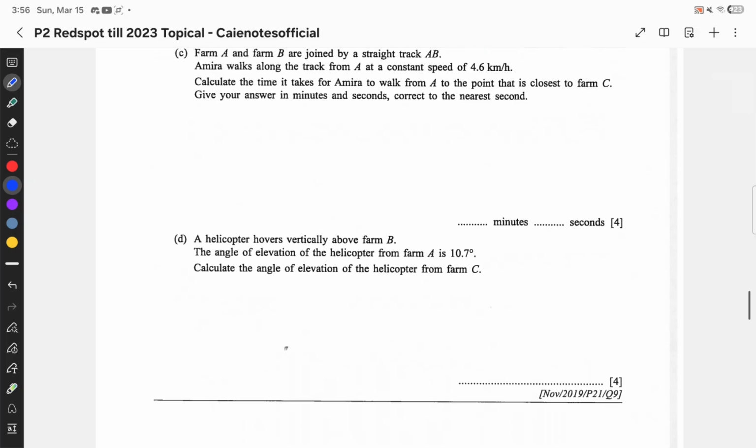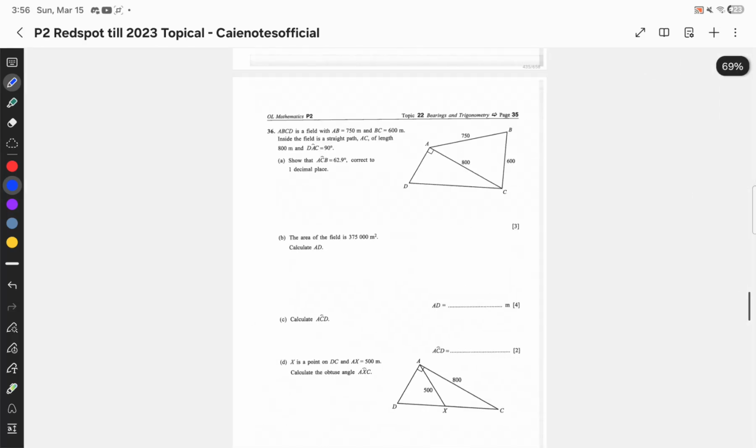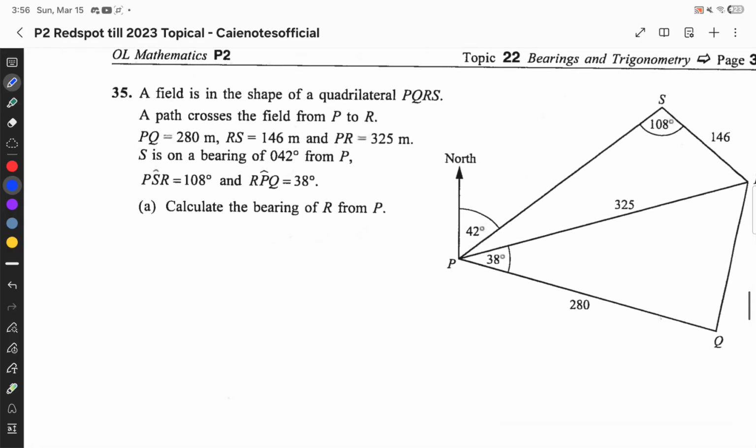This is rates, and this is angle of elevation. We do not care. There are so many questions left to go. I just end it at the 1 hour mark, you know.